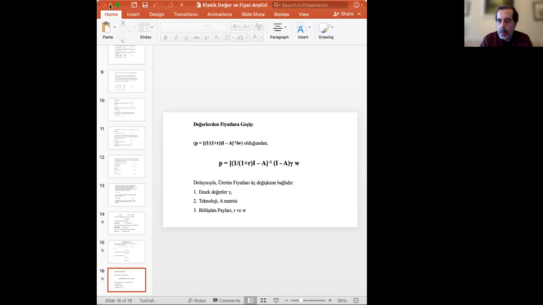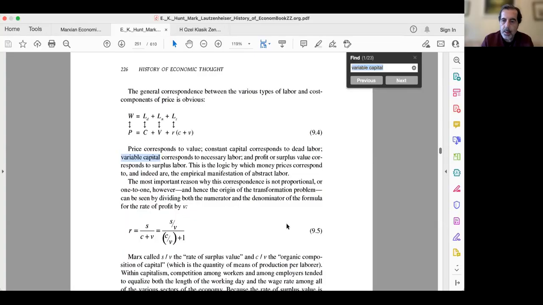And let me see. But maybe we can use another representation in Marx, just leaving the subject of the transformation here. Okay, this representation, let me see. Stop that share and share a new one. Okay, this, can you see it?